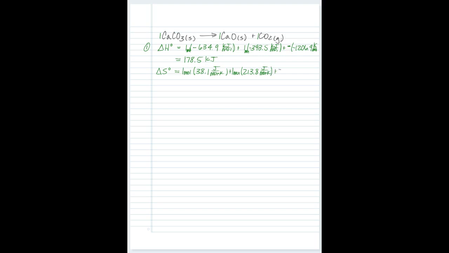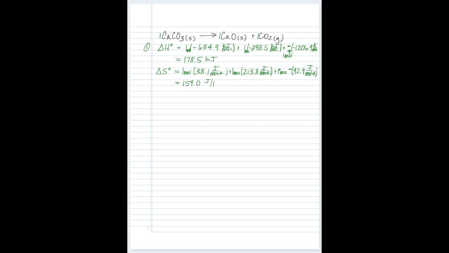And we're going to add that to the negative of the reactant, which is calcium carbonate. I wasn't explicit, but I was multiplying that by 1 mole up there. I'm going to multiply this by 1 mole times the negative of 92.9 joules per mole Kelvin. Okay, if I do that, I will get, for my value of delta S, 159.0 joules per Kelvin. Okay, now what do I do with this information?